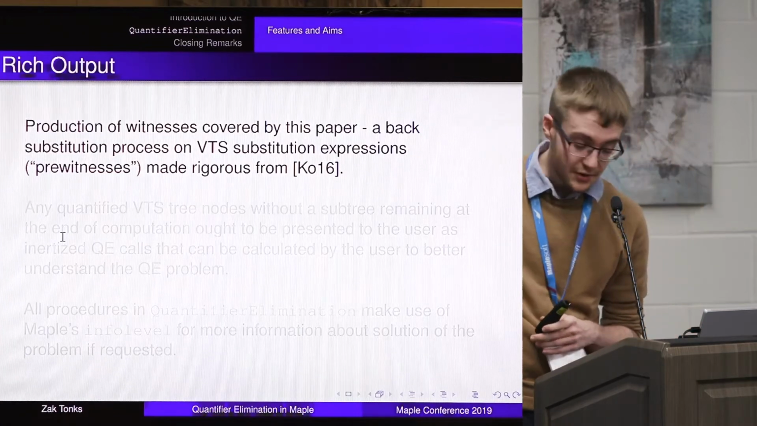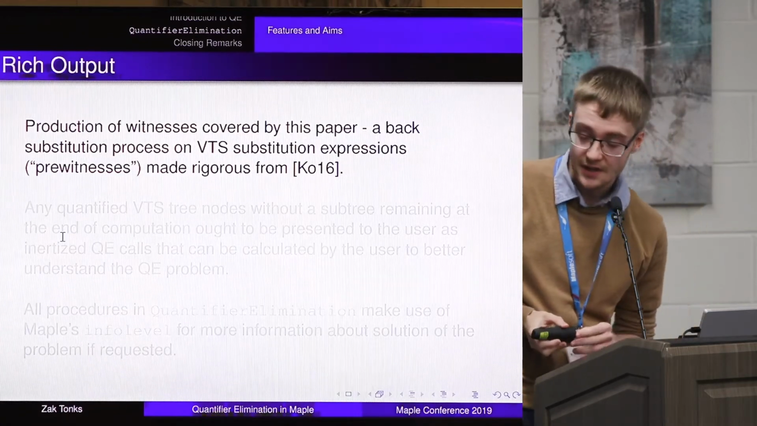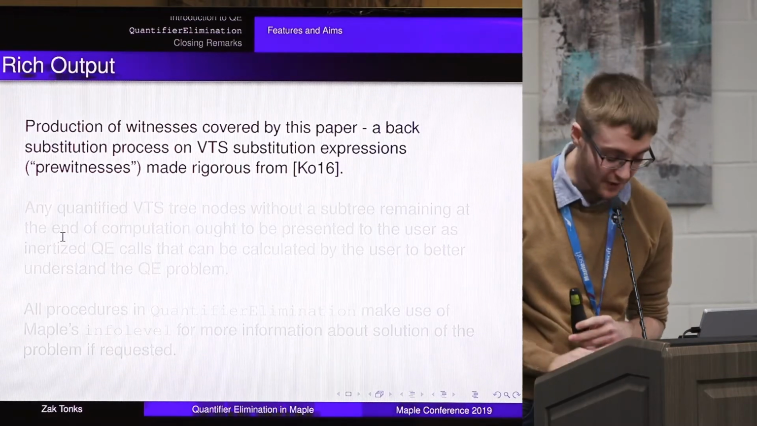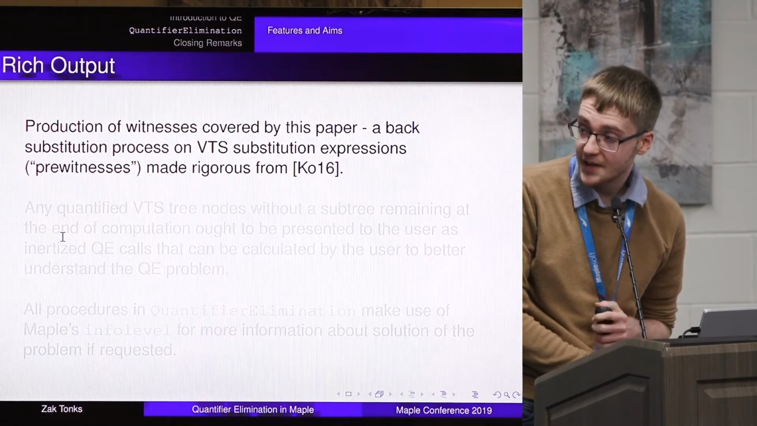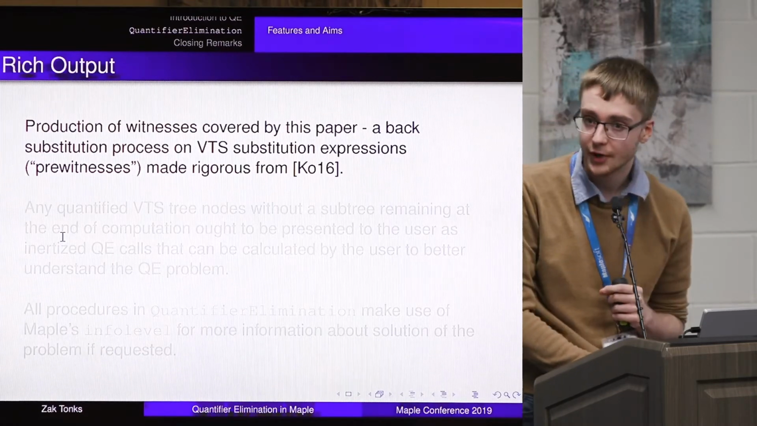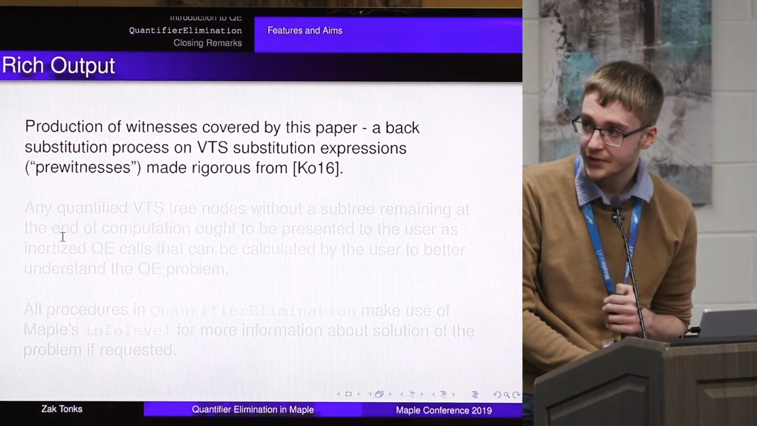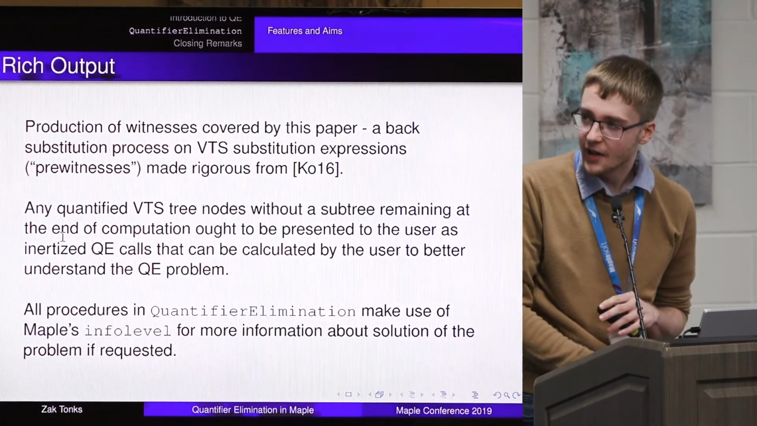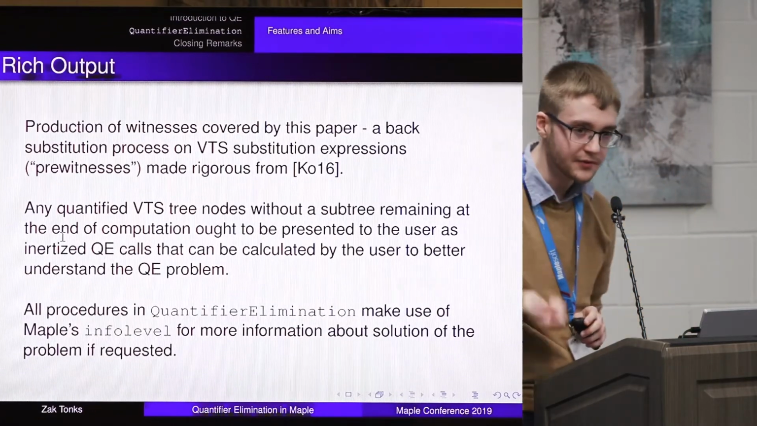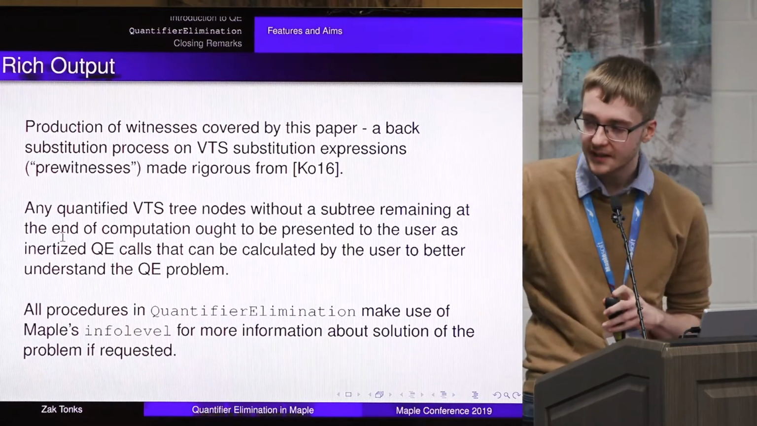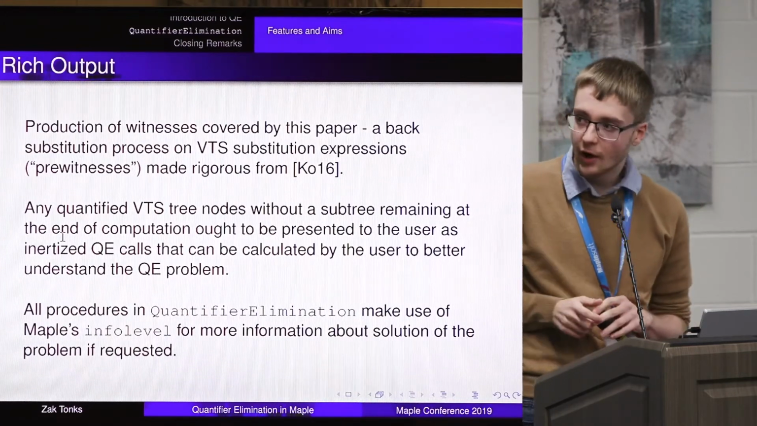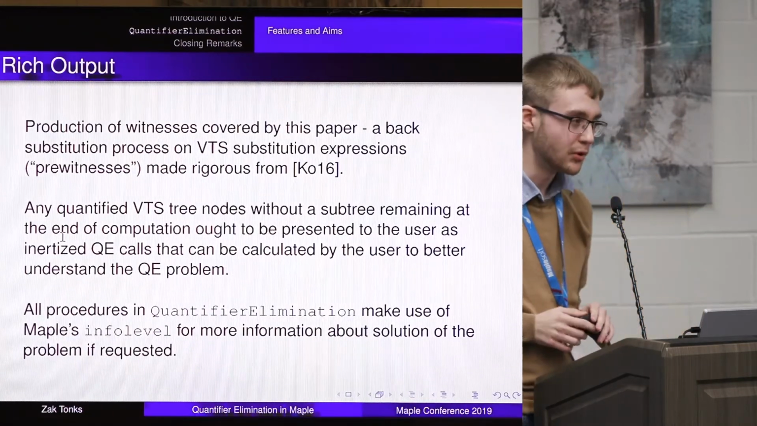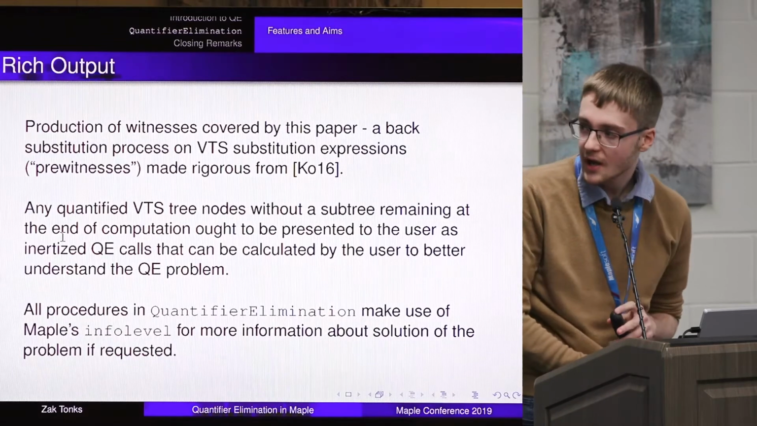So in this paper associated with this talk, I covered production of witnesses. It's basically extending a bit on Marek Kosta's work because he didn't really define this process rigorously. But basically, you get these witnesses and actual real numbers for these variables from a back substitution sort of process. And another part of this output is that if there are any VTS tree nodes which I didn't end up doing any QE on, they should really be given back to the user, right? So the user can evaluate those subproblems that weren't evaluated if they so wish.